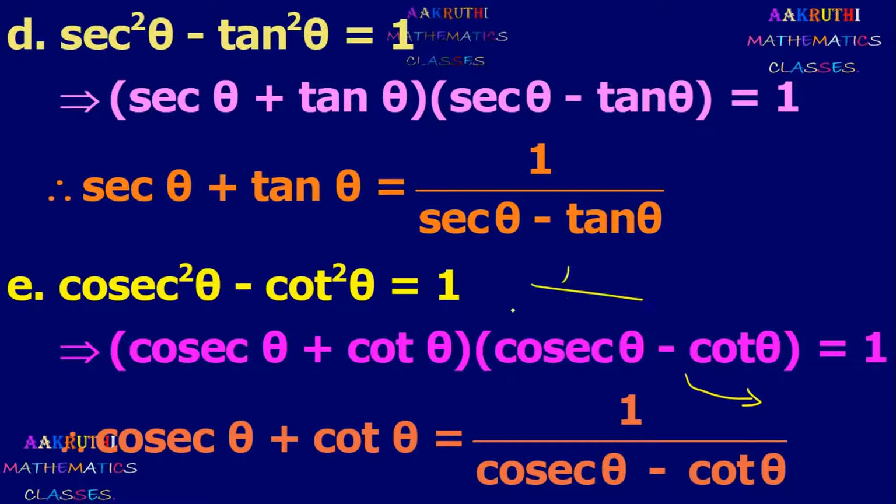Same type, if we have 1 by cosecant theta plus cot theta, we can write it as cosecant theta minus cot theta. So 1 by cosecant theta plus cot theta equals cosecant theta minus cot theta, and 1 by cosecant theta minus cot theta equals cosecant theta plus cot theta.